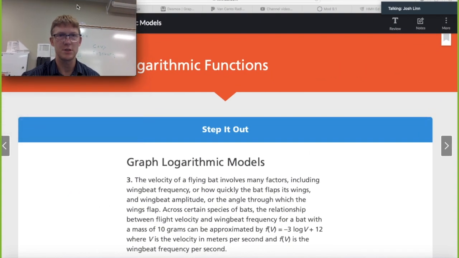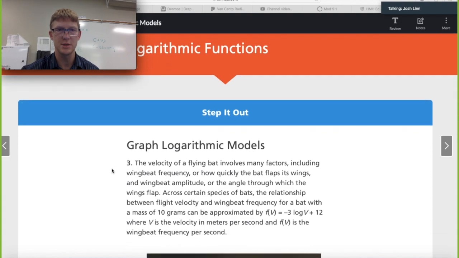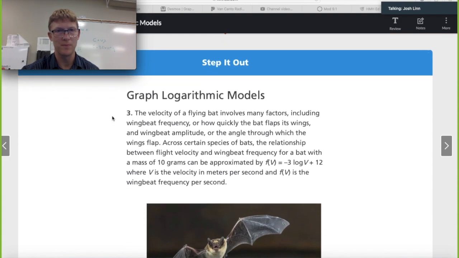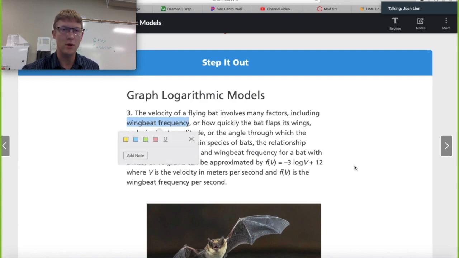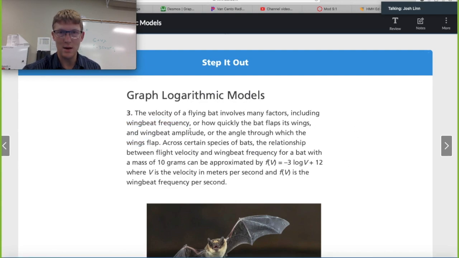Number 3. So we are still graphing the logarithmic functions. This is kind of a real-world example. The velocity of a flying bat involves many factors, including wing beat frequency, aka how quickly a bat flaps its wings, and amplitude, the angle at which wings flap, blah, blah, blah. For some species, the relationship between flight velocity, how fast you fly, and wing beat frequency for a bat with a mass of 10 grams, we don't care about this right now, can be approximated by our function.